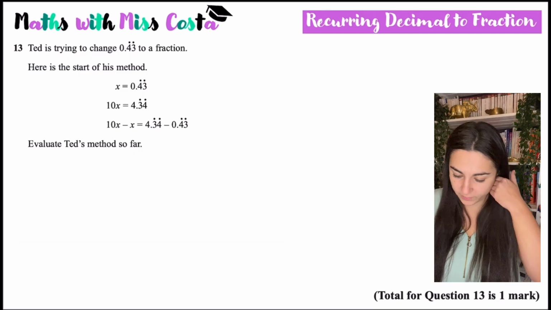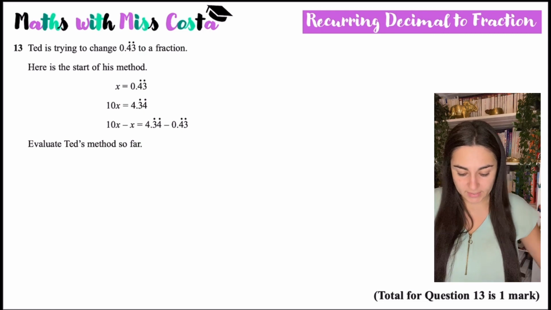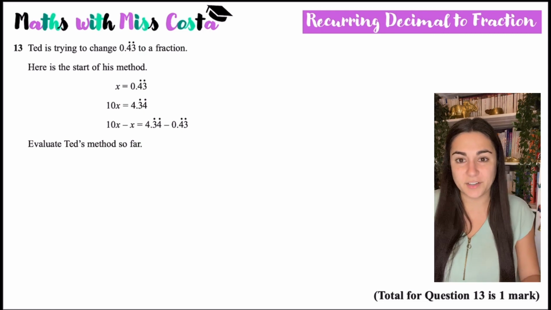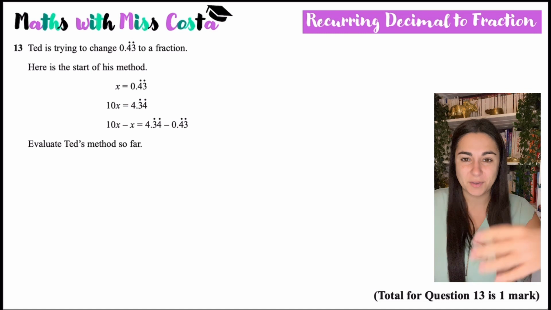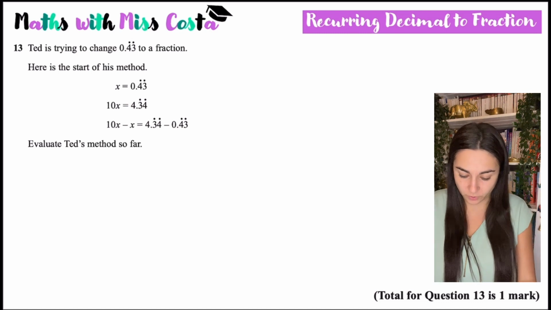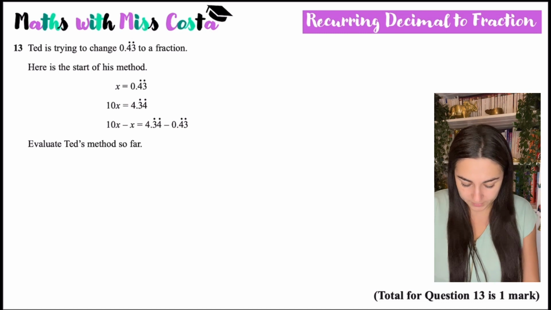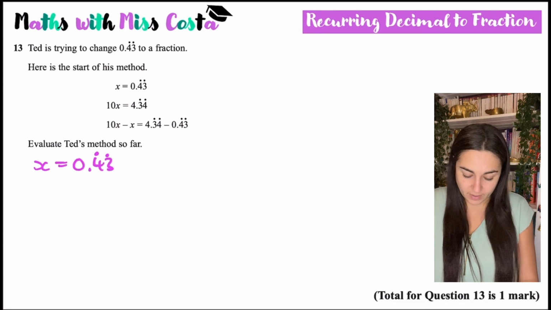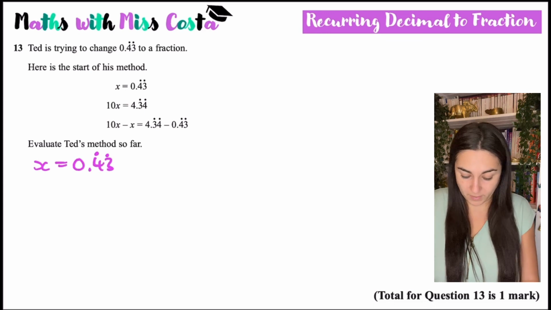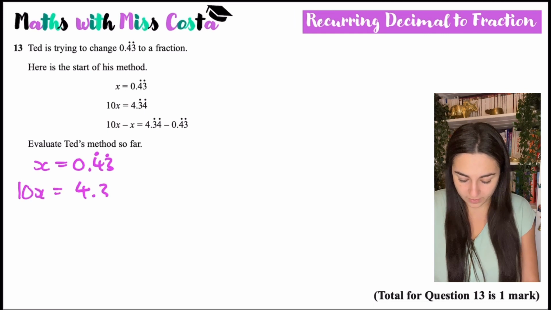Okay, now we've got a recurring decimal to fraction. So always with questions like this, it's good to actually try and do it for yourself, because then you can spot where they might have gone wrong. So what would I do? Well, I would say x is 0.43 recurring. And then maybe I would try out 10x. So that would give me 4.34 recurring.